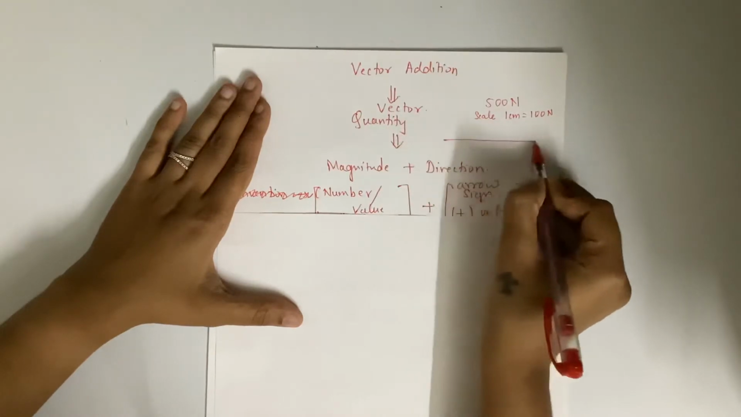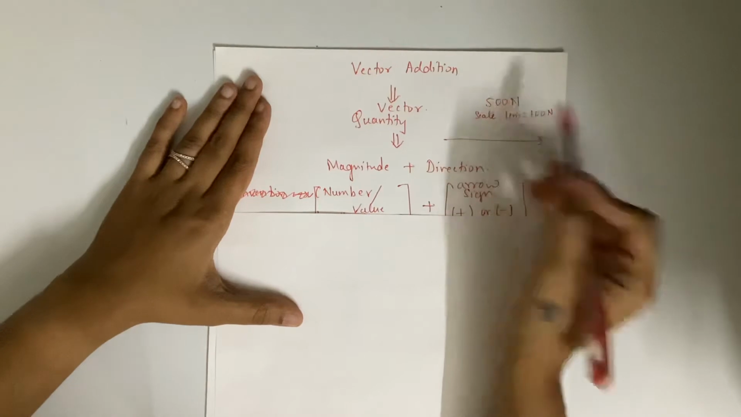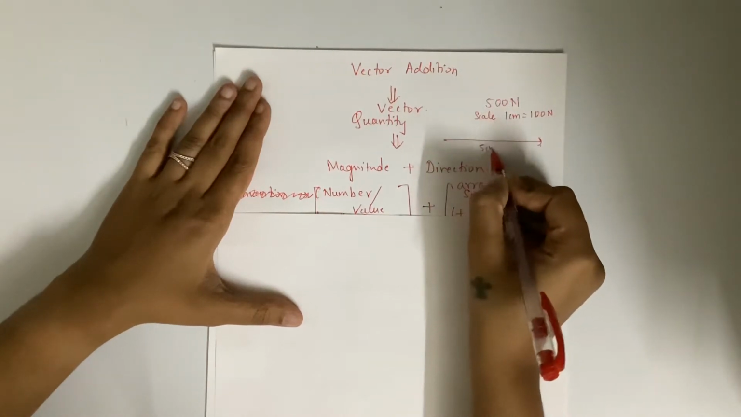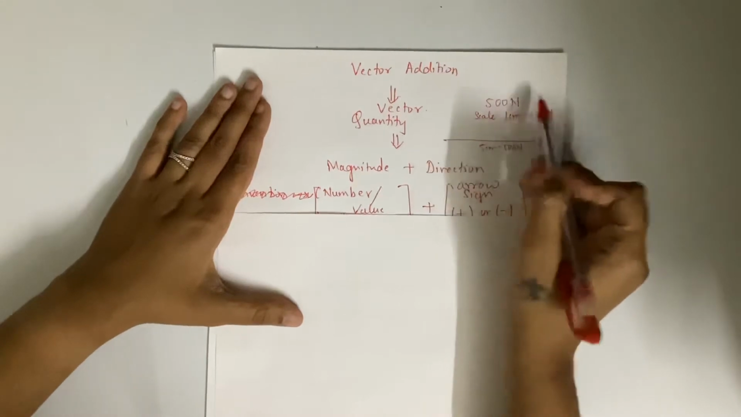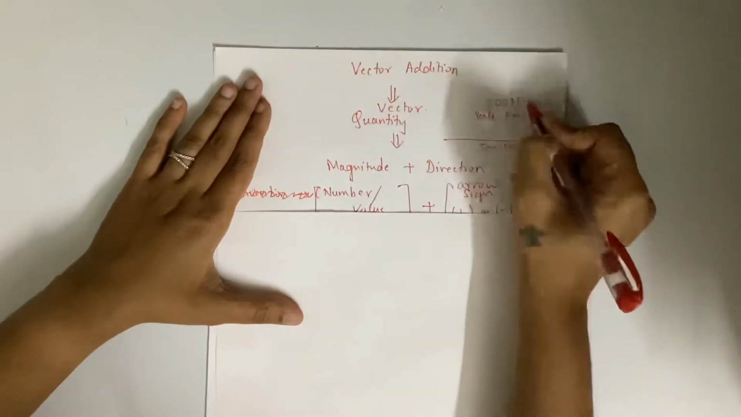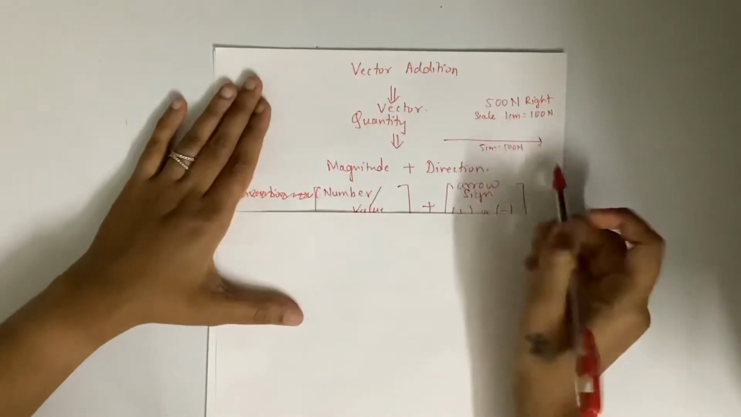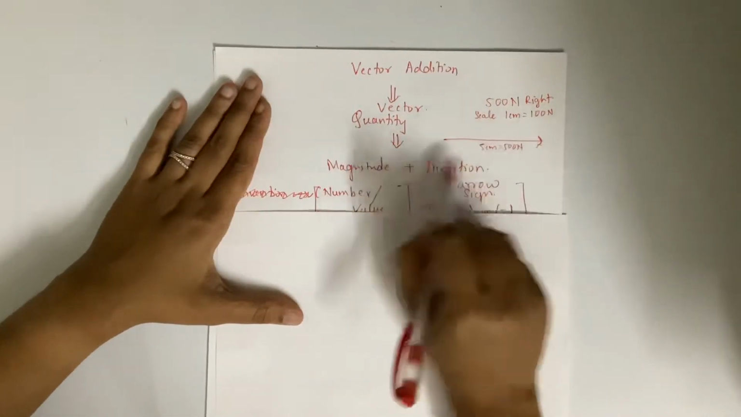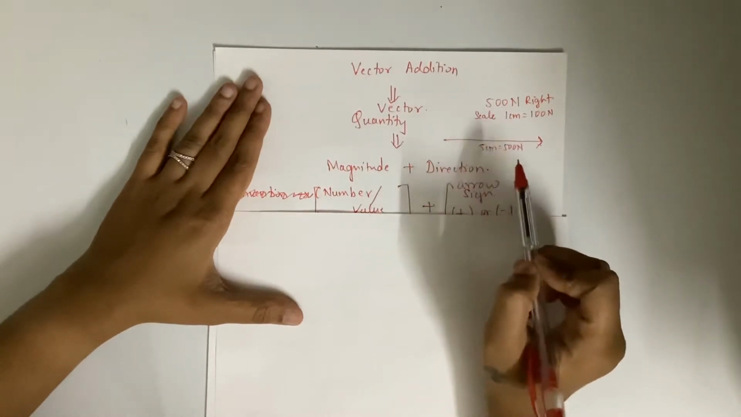So I can draw a 5 centimeter line which will represent the magnitude, and this 5 centimeter represents 500 Newton force. And if the force is moving towards right, that is, 500 Newton force is applied in the right side direction, we show an arrow pointing towards the right. So this is a pictorial representation.